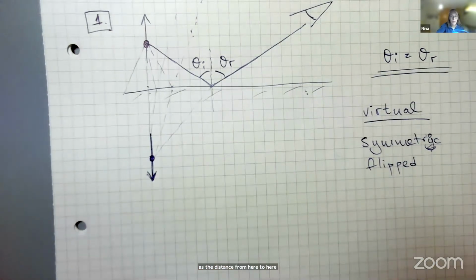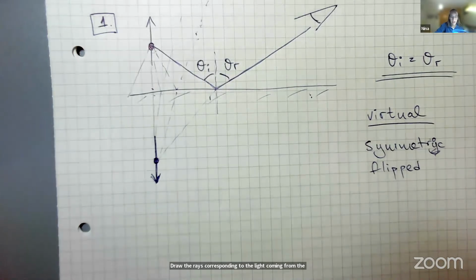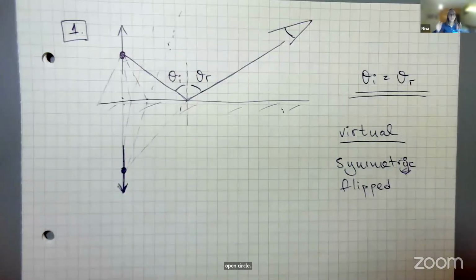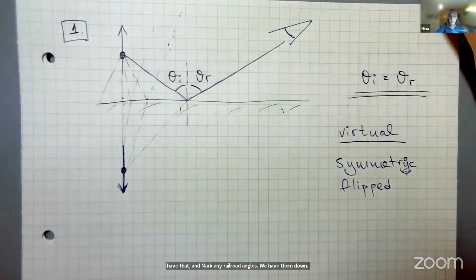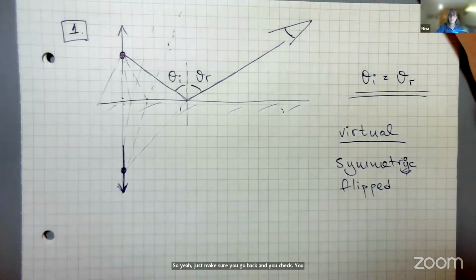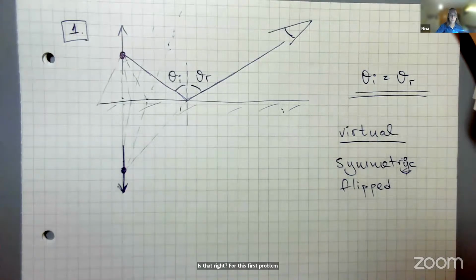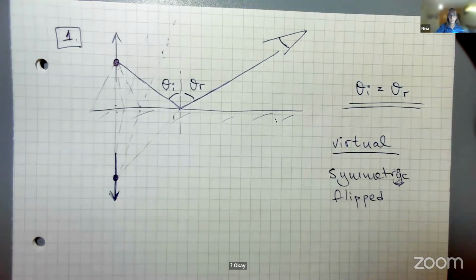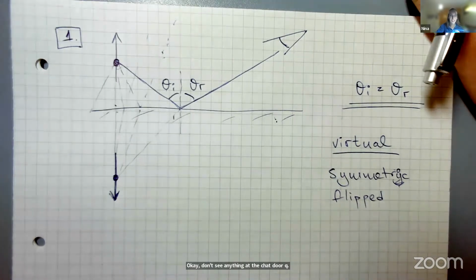Yeah. Draw the rays corresponding to the light coming from the open circle. We have that. And mark any relevant angles. We have done that. So yeah, just make sure you go back and you check you have everything you need. Is that all right for this first problem? Okay, I don't see anything in the chat or Q&A. If something comes up, even if later, just shoot and I'll go back.